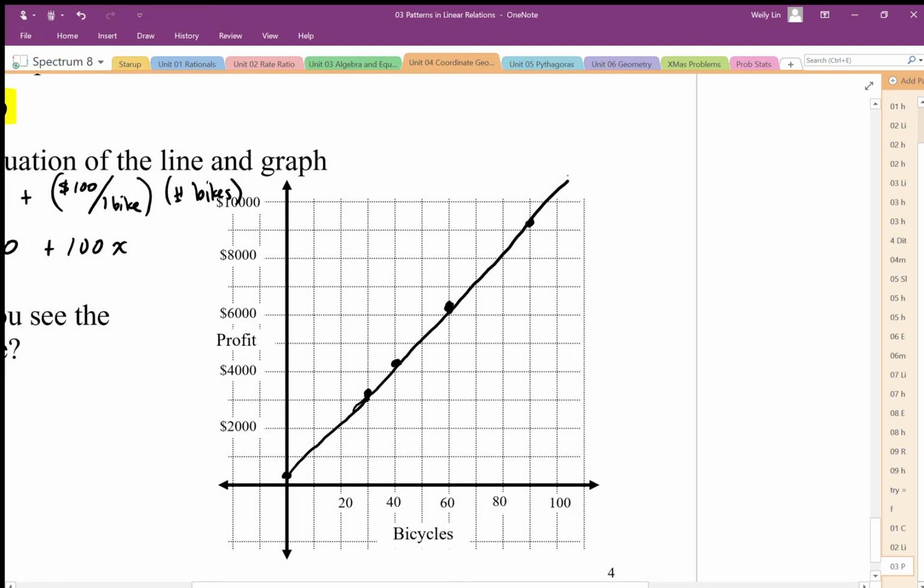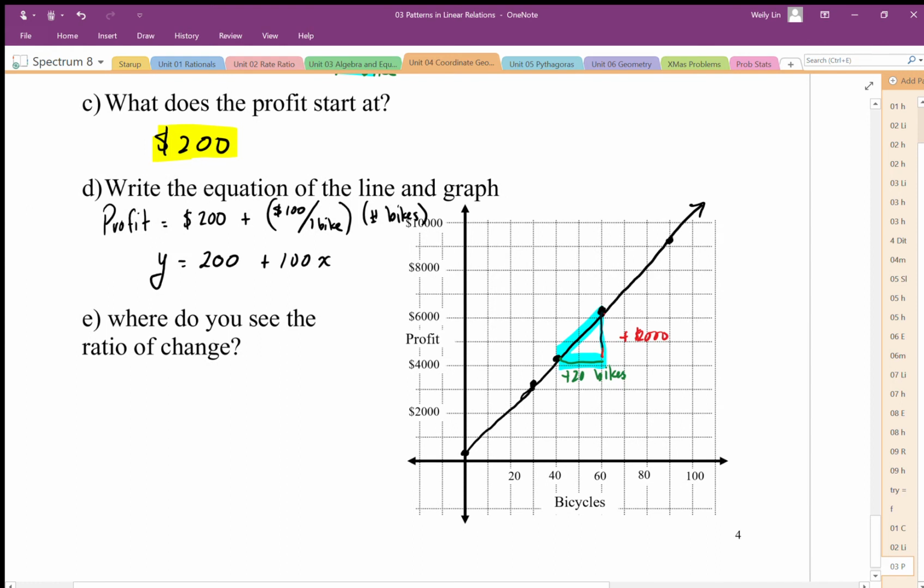It's a constant rate, and again, the constant rate represents my ratio of change. In this case, it's gone up plus $2,000 for 20 bikes that were sold, plus 20 bikes. And again, that is our ratio of change. That's our slope triangle. And that ratio of change shows up as my multiplier.